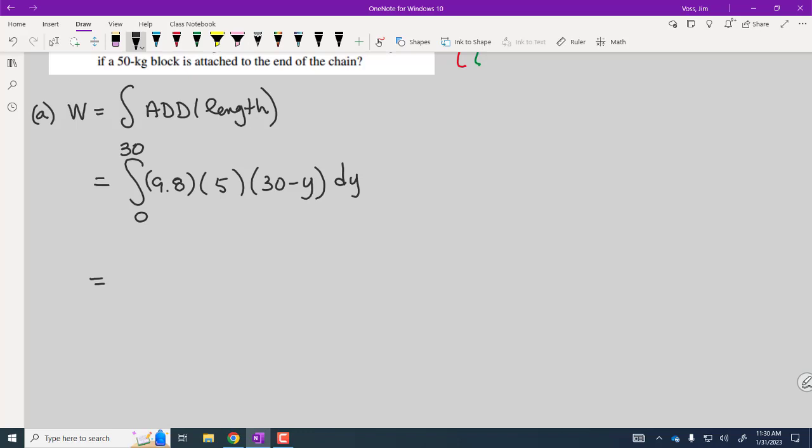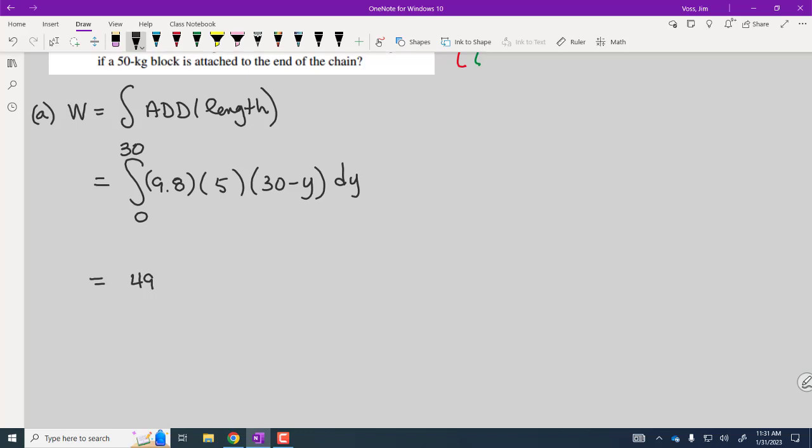Okay, so we can pull out the 9.8 and the 5. Let's see. What is 9.8 times 5? I should be able to do that. 49? That's what I was going to say, but that doesn't feel right. But 49, that's right? Yeah. Because it's 10 times 5, it's 50 minus 1, because 0.2 times 5 is 1. So 50 minus 1. Okay.